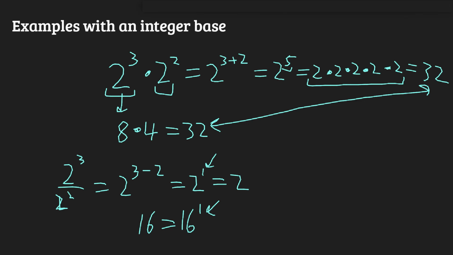And again, I can prove this to you right here. 2 to the power of 3 we said was 8, and 2 to the power of 2 is 4. 8 divided by 4 is equal to 2. So again, we're getting those same answers.